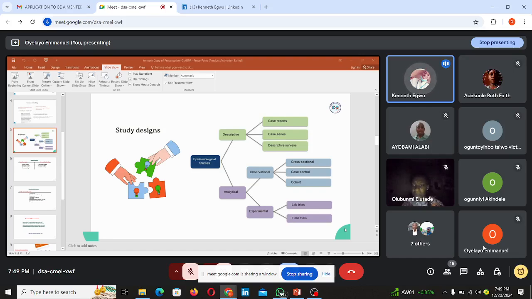But if it's a cohort study, it involves following up a particular group of people over a long period of time for you to identify any trends or changes in their parameters. It is quite different from case control, in the sense that in case control you have more of a positive and a negative end, or a positive and a neutral end.